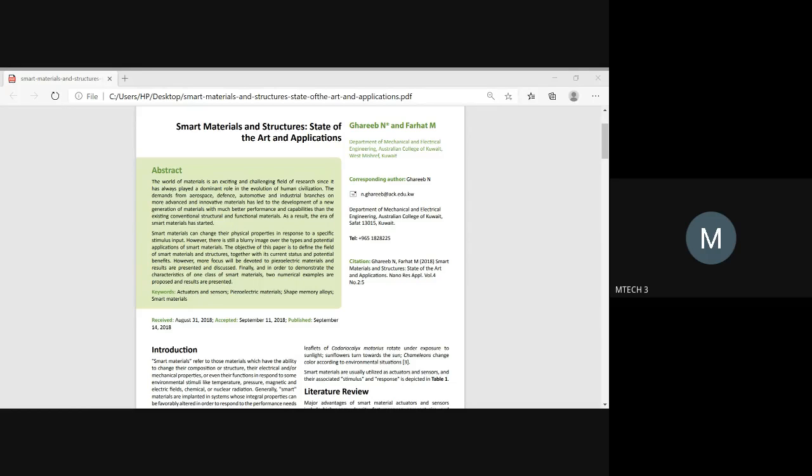So let me start with the case study. This will explain the state of the art and importance of smart materials and structures and what their applications are. It was a research article published in the year 2018, a collaborative work between the Department of Mechanical and Electrical Engineering. It was carried out in Kuwait, at the Australian College of Kuwait.